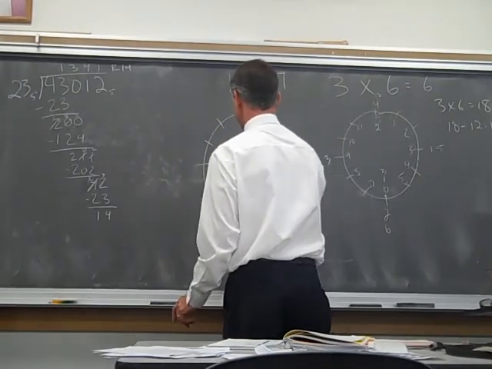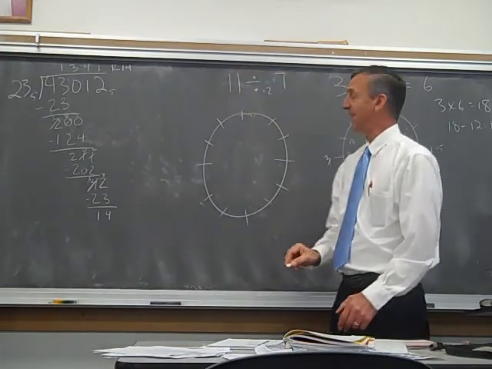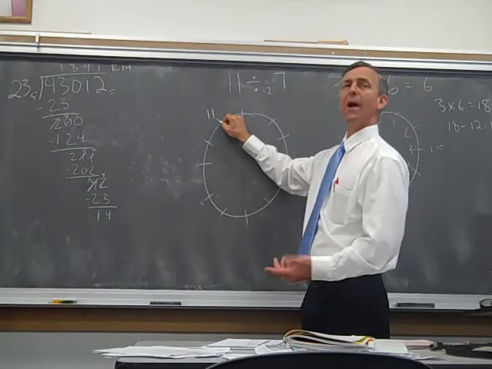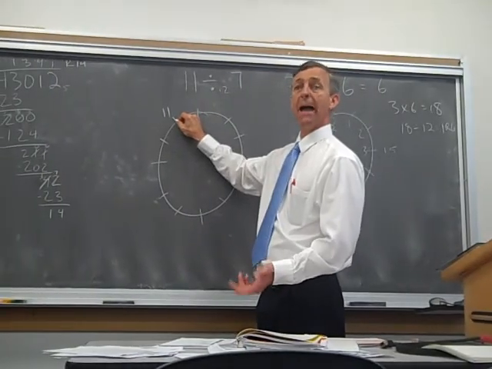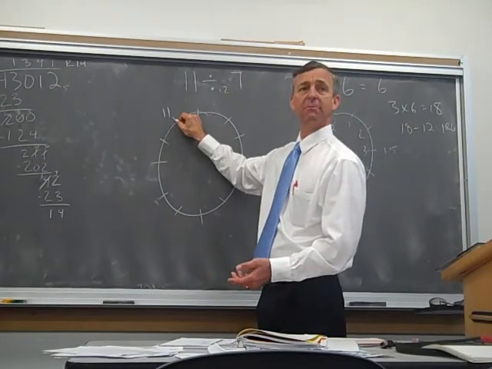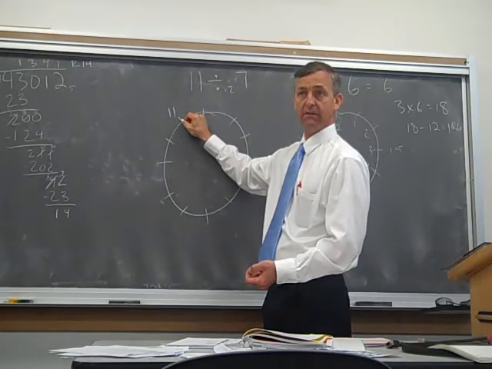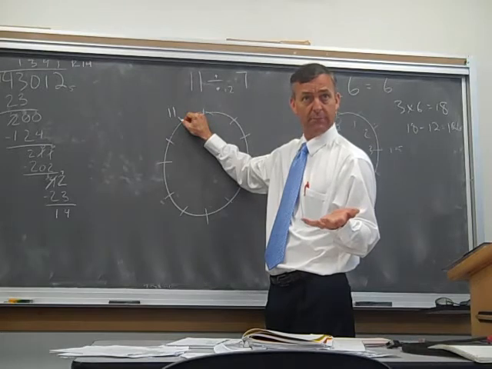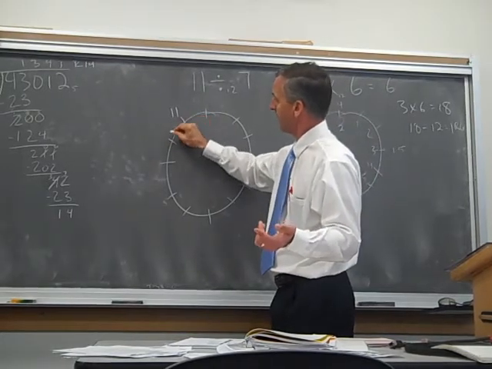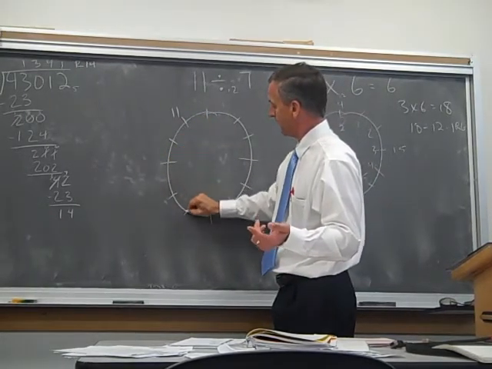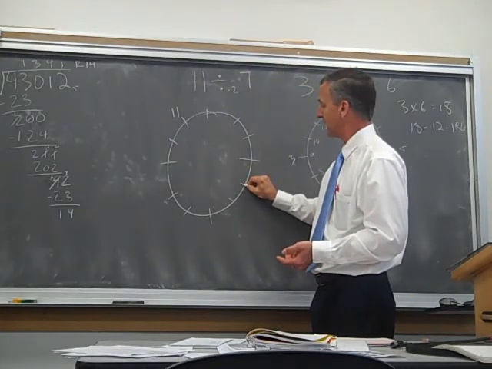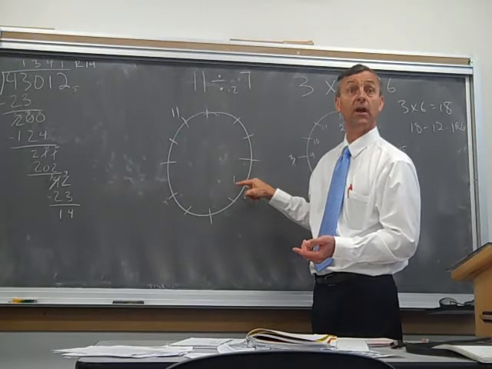Where should I start? 11. At the dividend, right? And we're going to go which way? Backwards. How big of jumps? 7. And when we get to 0, we'll stop. Ready? 1, 2, 3, 4, 5, 6, 7. Am I at 0? I'm going to just write this in here to keep track of how many times we've gone.